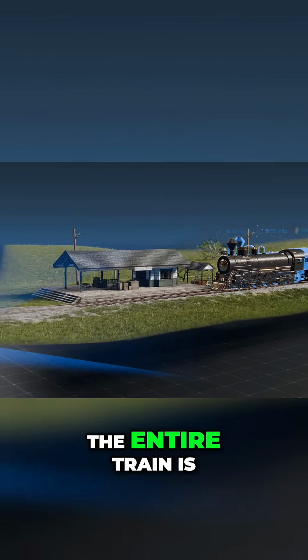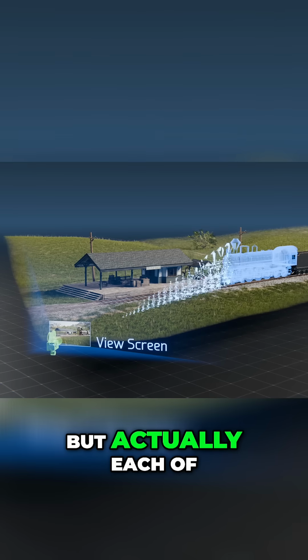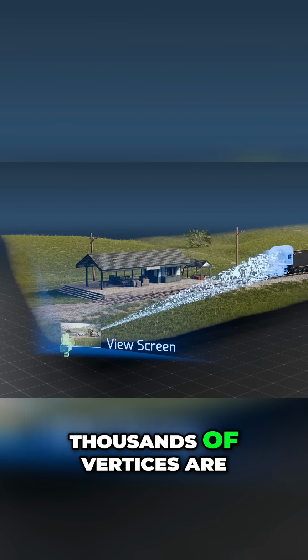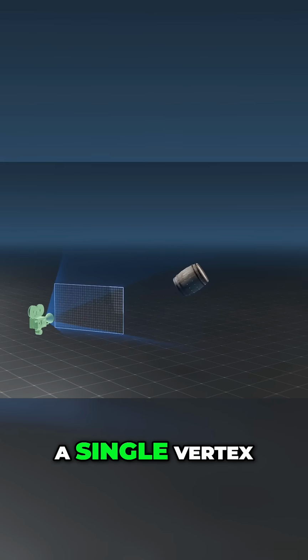Conceptually, the entire train is moved as one piece onto the view screen, but actually each of the train's hundreds of thousands of vertices are moved one at a time. So let's focus on a single vertex.